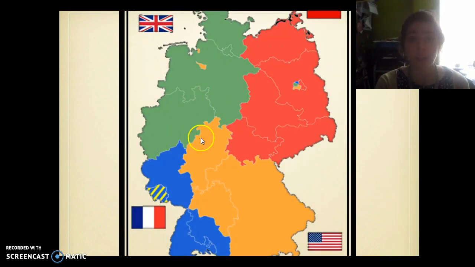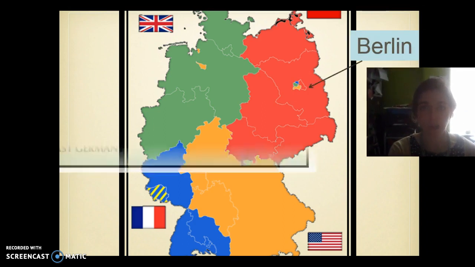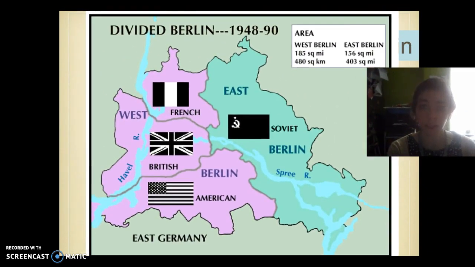All right, so here's Germany, as you can see right here, and you can see the Soviet Union controls this area. You have Great Britain controlling this area, you have France controlling this area, and then you have the United States controlling this area. Now, this is Berlin. This is where it is divided up here. As you can see, the U.S., Great Britain, and France, and then over here is the Soviet Union. Okay, so this is what Berlin looks like.